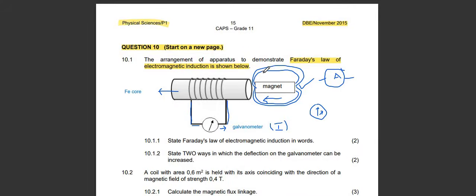And then when you again move the magnet away, you also see a deflection. Maybe during this time your galvanometer will deflect in the opposite direction. Hence, it's able to tell us in which direction your current is flowing.